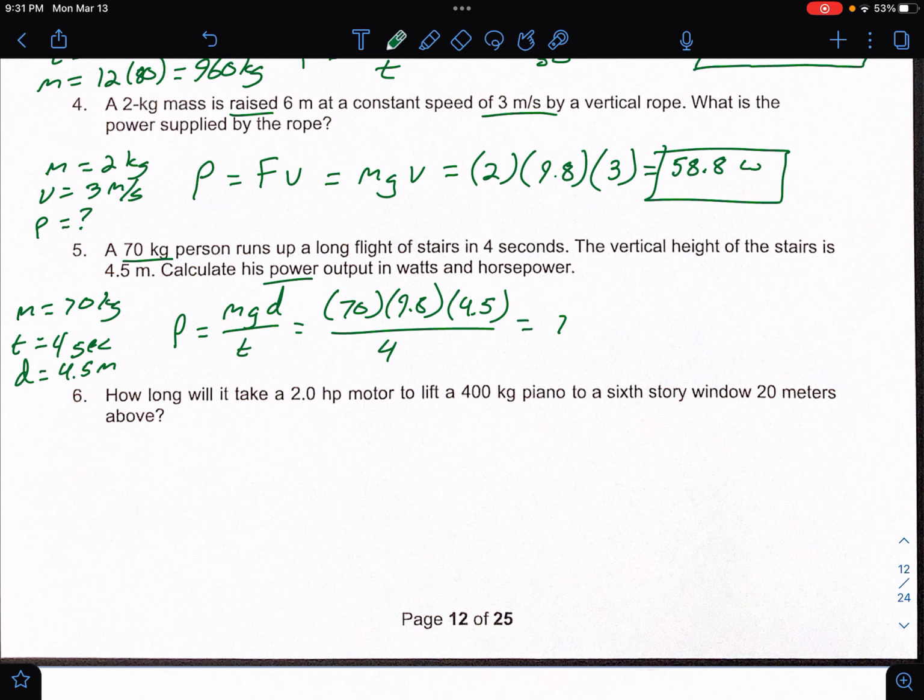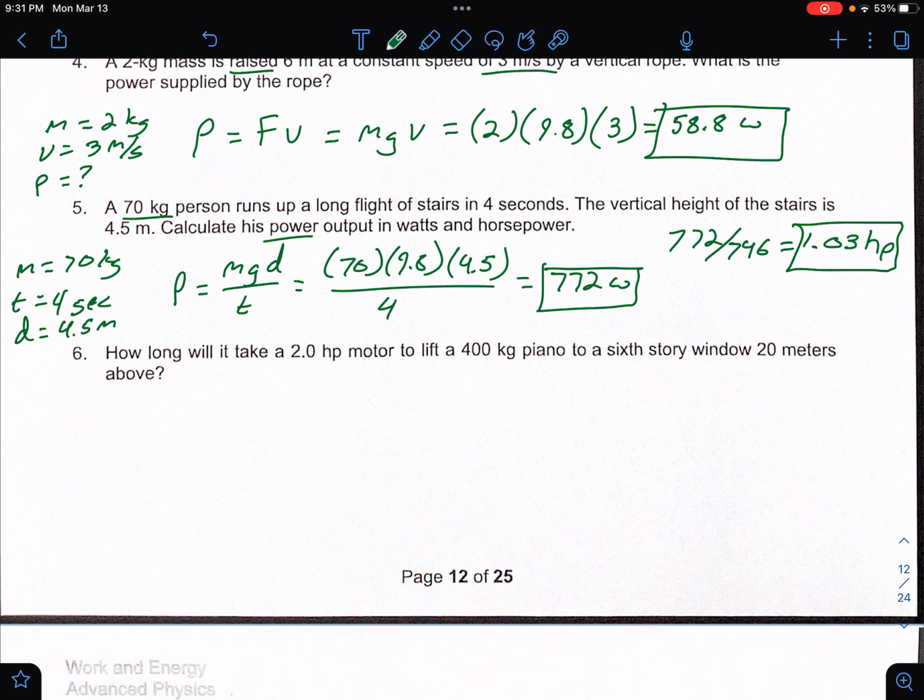So that comes out to be 772 watts. Now there's your first answer. We want it in horsepower too. So I'm going to take that 772 and divide it by 746. That comes out to be 1.03 horsepower.